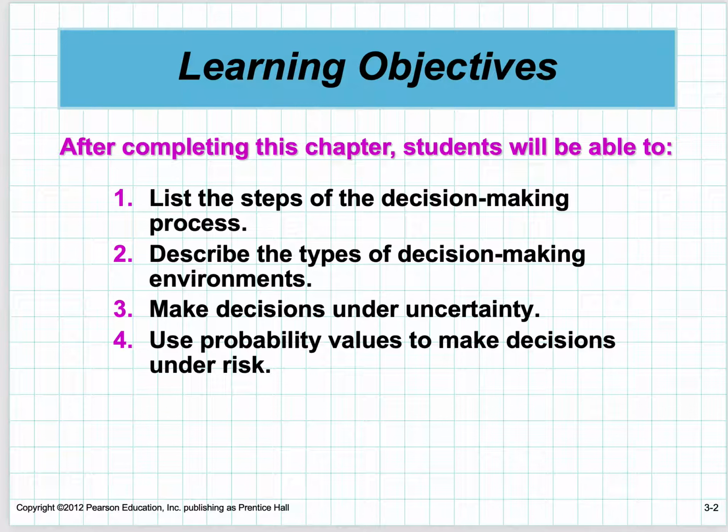And here we list the steps of the decision-making process, describe types of decision-making environments, make decisions under uncertainty, and use probability values to make decisions under risk. And we'll talk about the difference between uncertainty and risk.